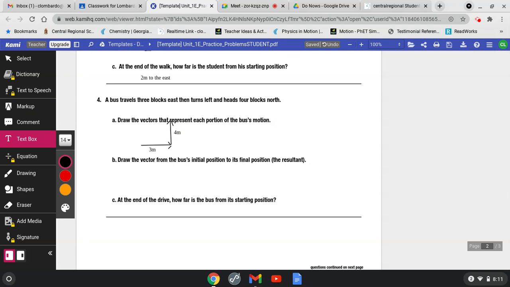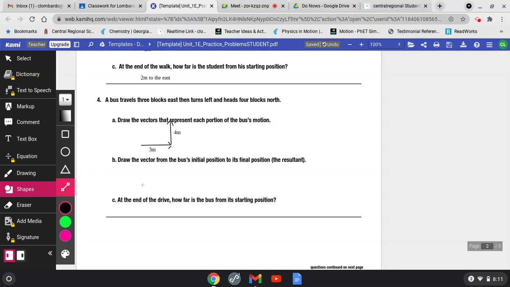Okay. Well, they want us to then draw the vector. So we got 3 east, we got 4 north. So we're going to wind up being overall in the northeast direction. So it's going to look something like that. Bam. Now we don't know what that resultant value is.